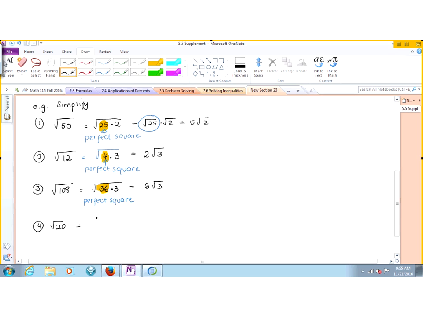All right, square root of 20. What is square root of 20? What times what? 4 times 5? Yes. So the 4 is the perfect square, right? What is square root of 4? 2. So what about the 5? Stays inside. So 2 square root of 5. Doable? But it has to be the largest perfect square, right? Not just any perfect square, but the largest perfect square.